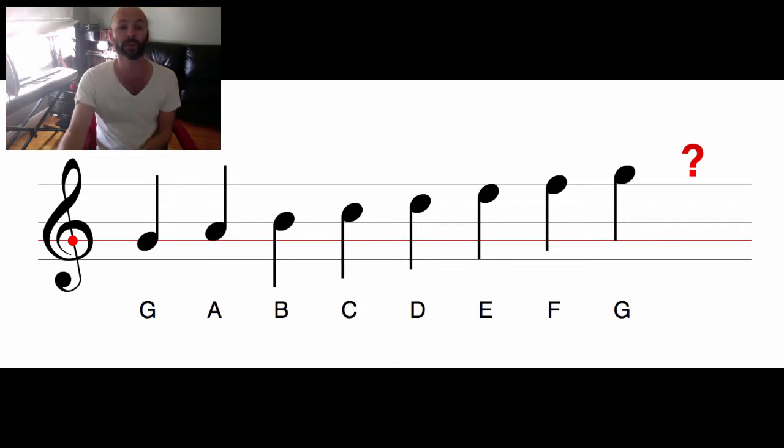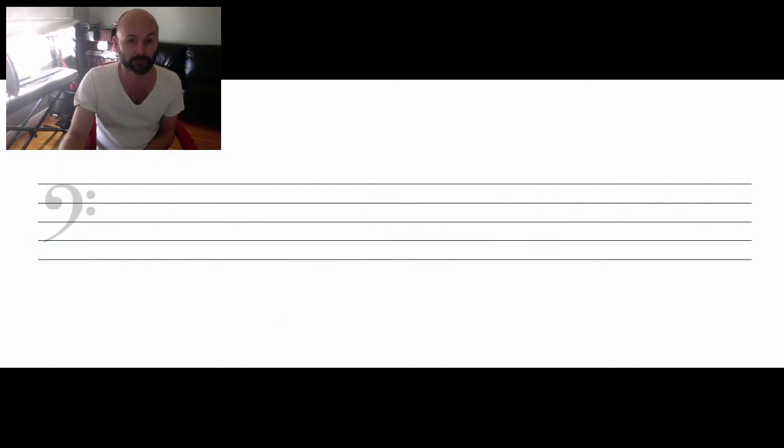So what we do at that point is we use something called ledger lines. Ledger lines allow us to access notes that aren't written inside the staff. Ledger lines are small lines that we have to write in by hand if we're using the old-fashioned method, which designate that there are higher notes than the ones appearing on the staff. And they just go up sequentially in the same way that they do inside the staff.